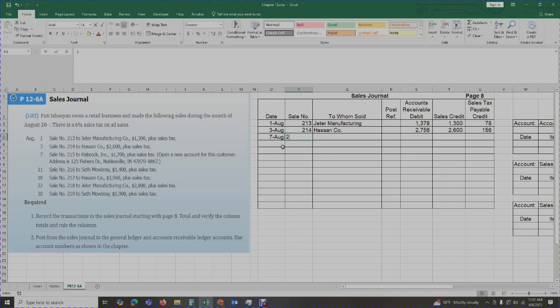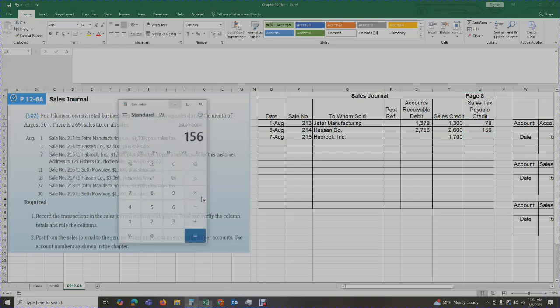We're going to continue with August the 7th. This is sales number 215. We made the sale to Habrock. I misspelled Habrock with an H. Habrock Incorporated. The amount of the sale is $1,700 plus sales tax. We have opened a new account for this customer. This is a brand new customer, the first time we use Habrock. So the amount of the sale is $1,700.